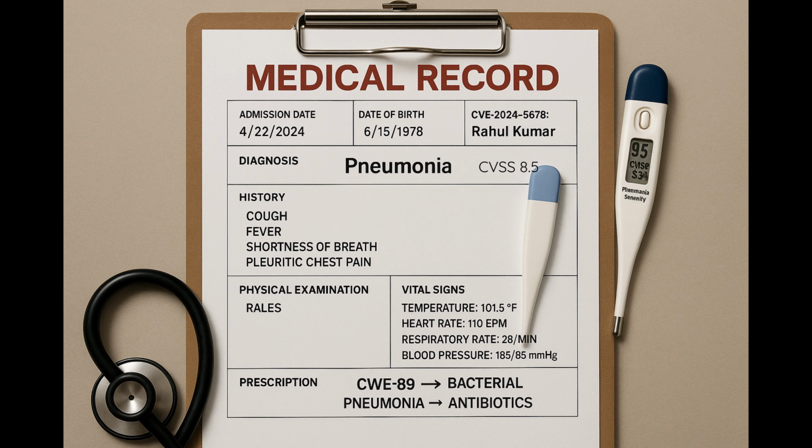Here's our patient Rahul with his complete medical chart. CVE-2024-5678. Patient name, Rahul Kumar. Specific individual. CVSS 8.5. How sick is Rahul? Pneumonia severity, serious but treatable. CWE-89. Rahul's medical diagnosis. Bacterial pneumonia requiring antibiotics treatment. It's like having Rahul's complete medical record.